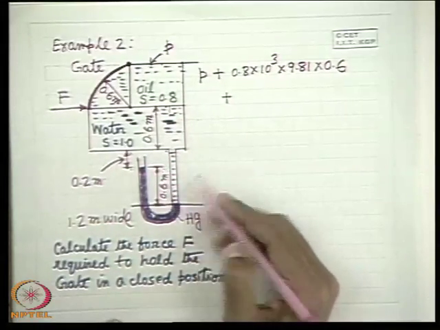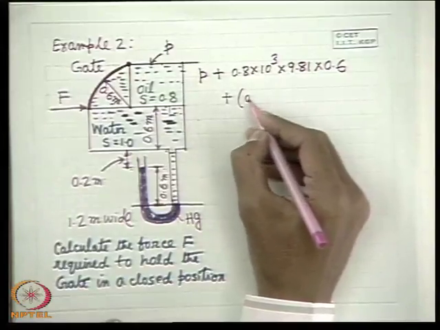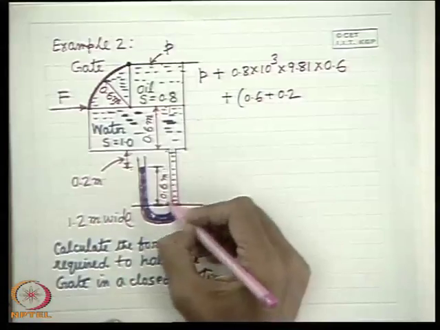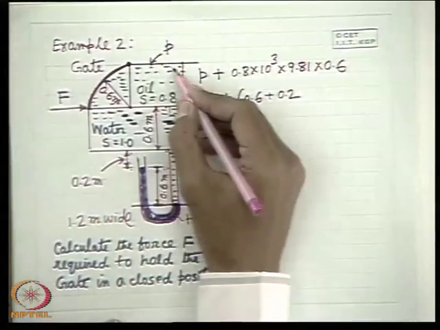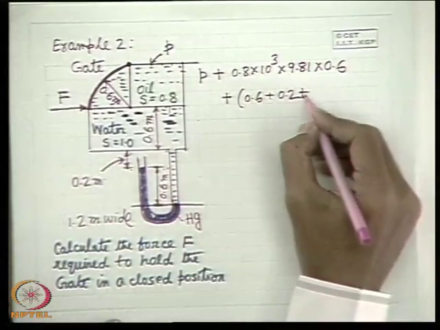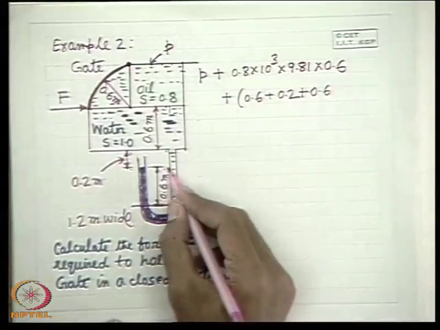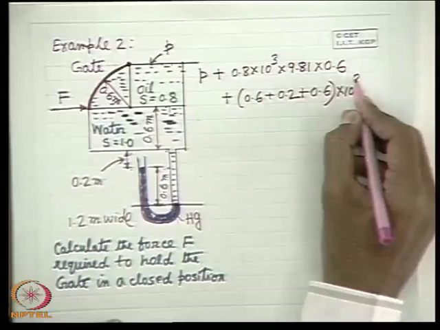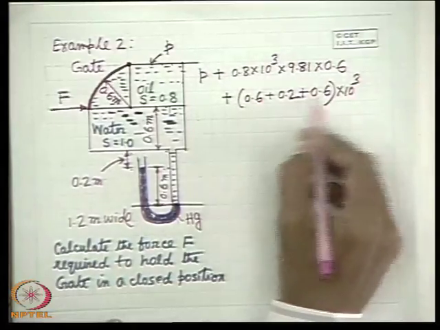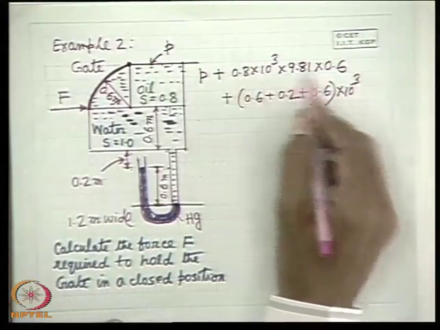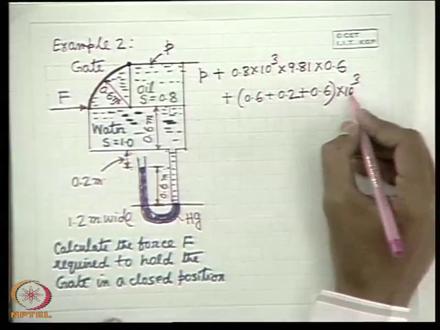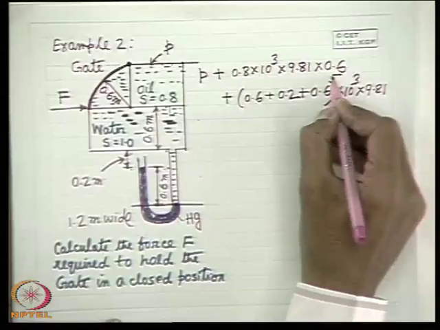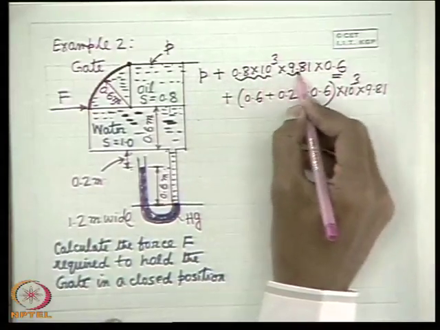Plus the height of the water column equivalent to 0.6 here, 0.2 here, and also 0.6 here. That means 0.6 all water column, plus 0.2, plus again 0.6. You come to this point from this straight, plus again 0.6 as given in the problem. This deflection is 0.6 times the density of water, 10 to the power 3, h rho g, 9.81.